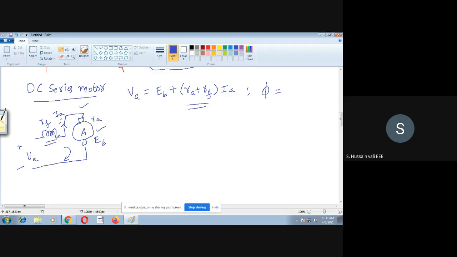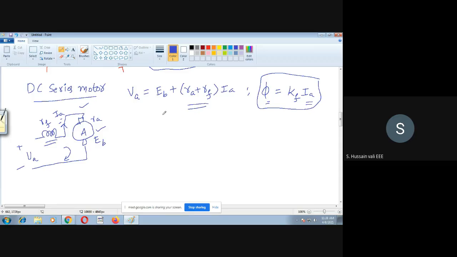So the flux produced in the field winding of the DC series motor depends on the current flowing in the field winding. Here the current flowing in the field winding is the same as the armature current. So I will write phi is equal to Kf into Ia. It means the flux phi depends on the armature current, whereas Kf is a constant. So we can say that flux is directly proportional to Ia and Kf is the proportionality constant between phi and Ia. This is another equation.